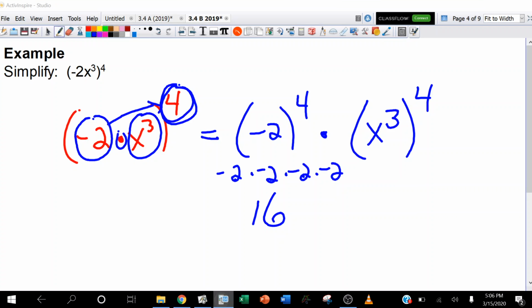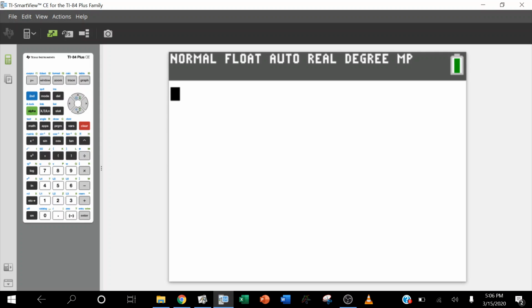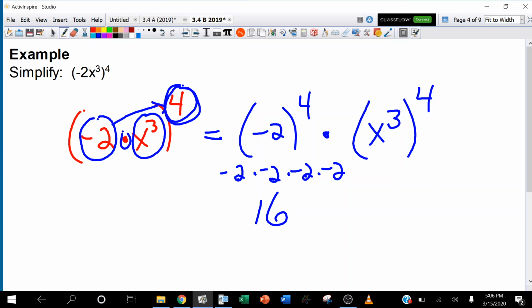That's also something you can do in your calculator. Just notice I'm going to type this in just as it's written, with the negative 2 in the parentheses and then to the 4th power. So that's positive 16. You can get answers to those in your calculator. With x cubed to the 4th, once again, because I have these double exponents, the shortcut is to multiply them. So x cubed to the 4th is x to the 12th power.